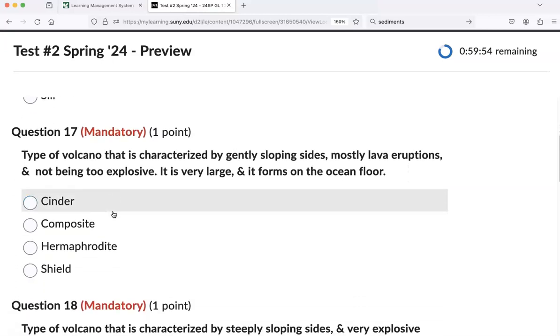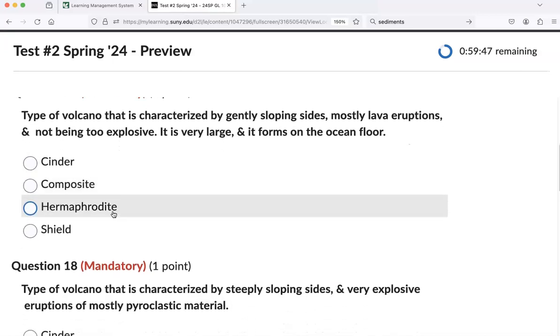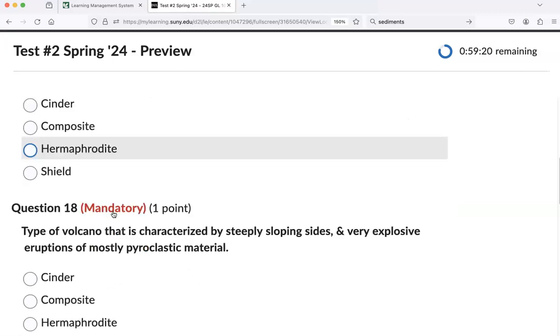All right, so we're done with igneous rocks finally. Type of volcano, moving on, that is characterized by gently sloping sides, mostly lava-type eruptions, not too horribly explosive, very large, and grows from the ocean floor upwards. What do we got? Cinder cone, composite cone, or shield cone? Hint, hermaphrodite is not a type of volcano. Shield, yes. All right.